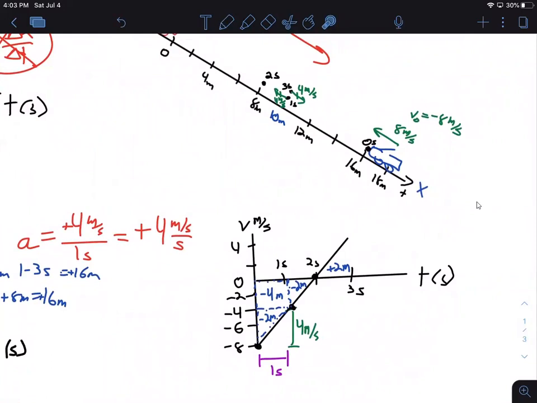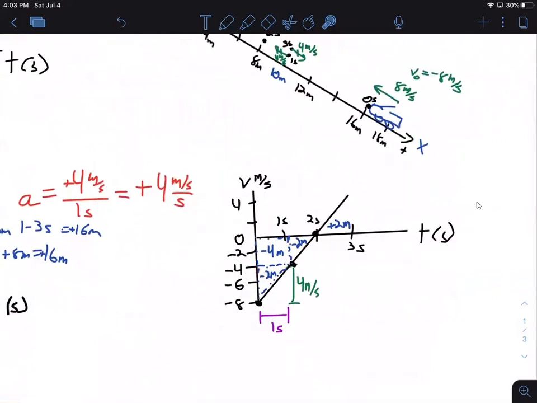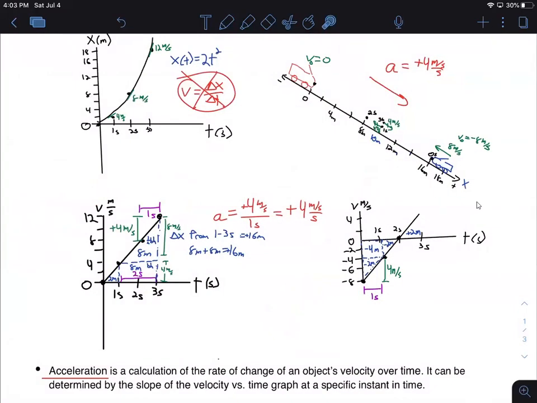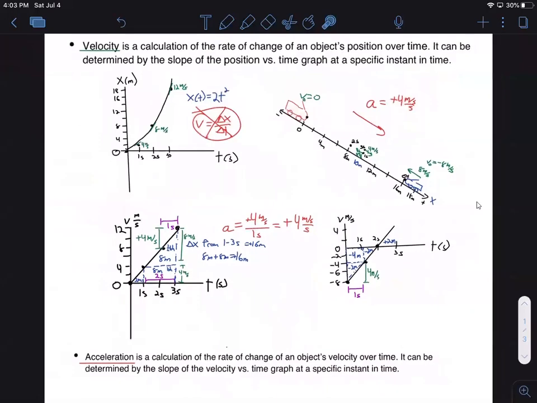All right, cool. And if we continued this, you'd find out that at 4 seconds, it's actually back at the 16 meters because this area, and if I did this to 4 in this area, they would cancel each other out, right? I'd have the same negative triangle and the same positive triangle there. All right, cool beans. That is model 2, the constant acceleration model.